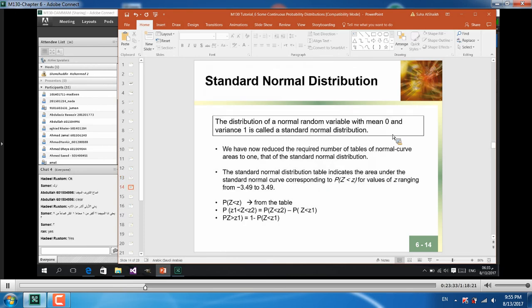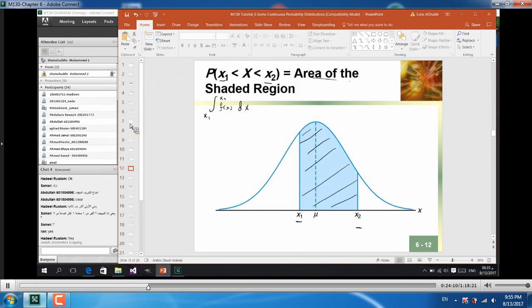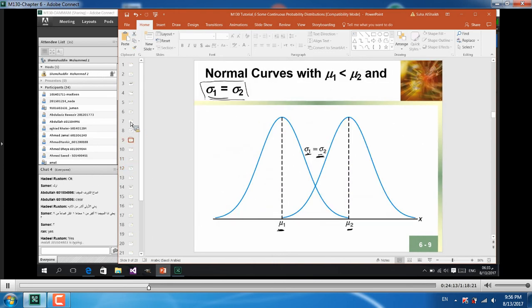Now we know what normal distribution means. Now we will talk about what we call the standard normal distribution. The standard normal distribution is a special case of the normal distribution where mu is 0 and sigma is equal to 1. Right? It is a normal distribution, but a special case where mu is 0 and sigma is equal to 1. Okay? So why is that?